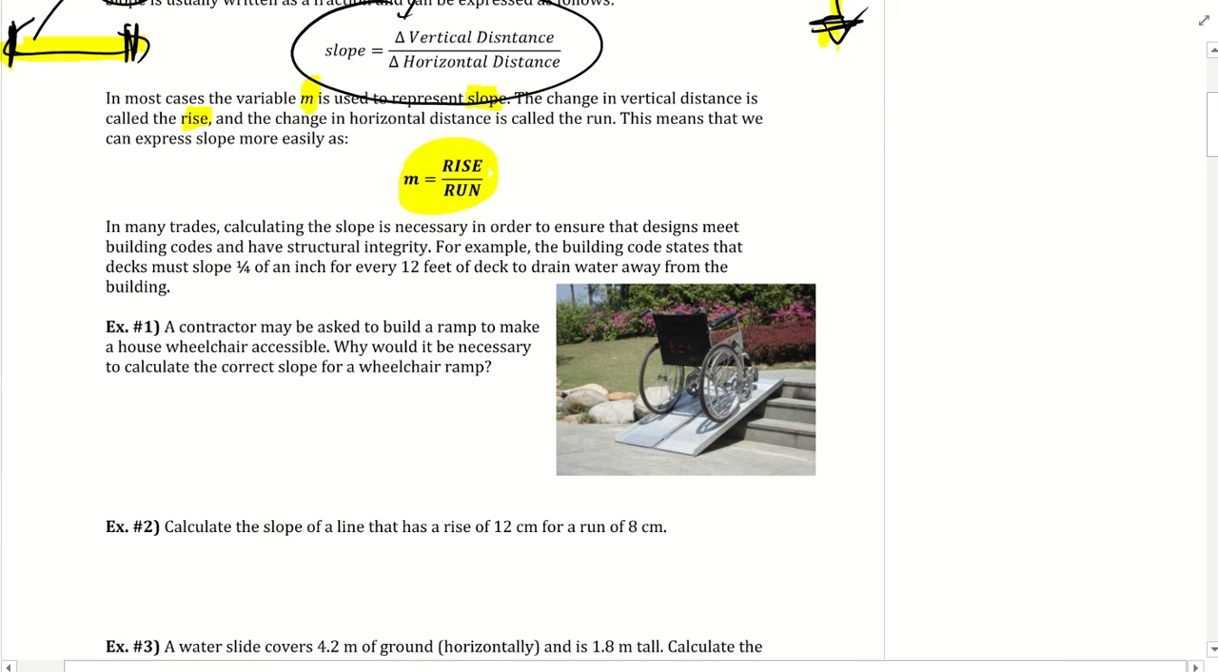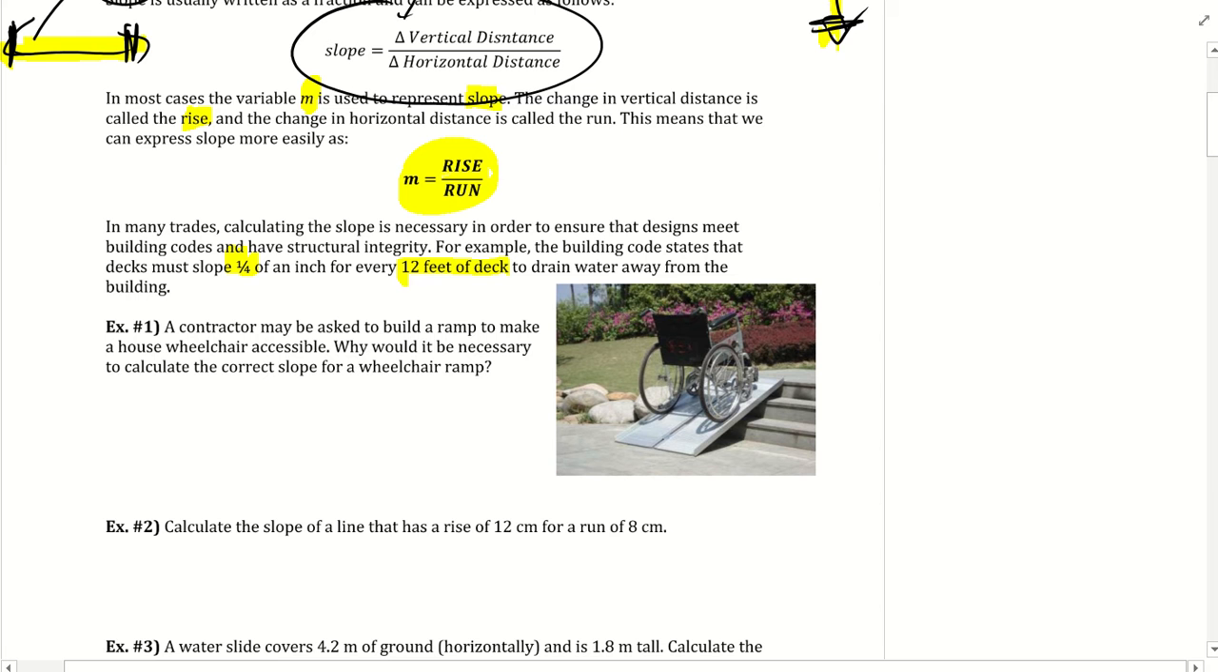In many trades, calculating the slope is necessary to ensure that designs are met, building codes have been met, and structural integrity has also been met. For example, the building code states that decks must slope 1/4 of an inch for every 12 feet to drain water away from the building.